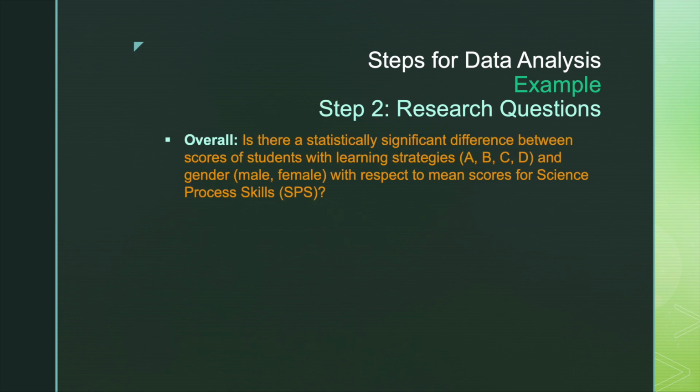For step 2, the research questions, we start off with an overall research question. Is there a statistically significant difference between scores of students with learning strategies, A, B, C, or D, and gender, male, female, with respect to mean scores for science process skills? Now, because there are 2 different independent variables, we actually have 2 additional research questions where we separate them out.